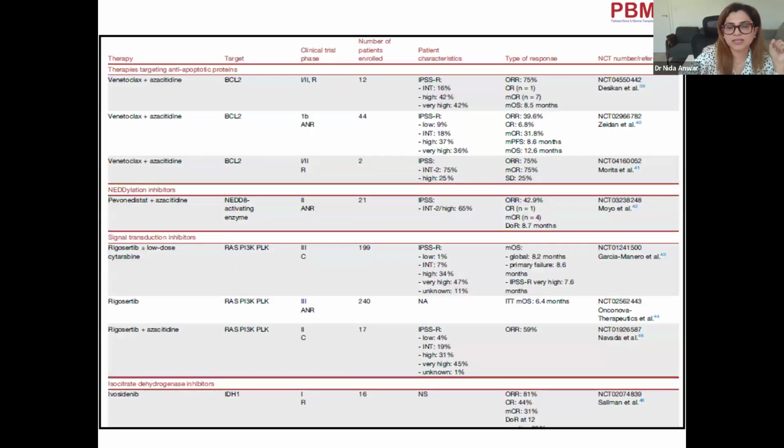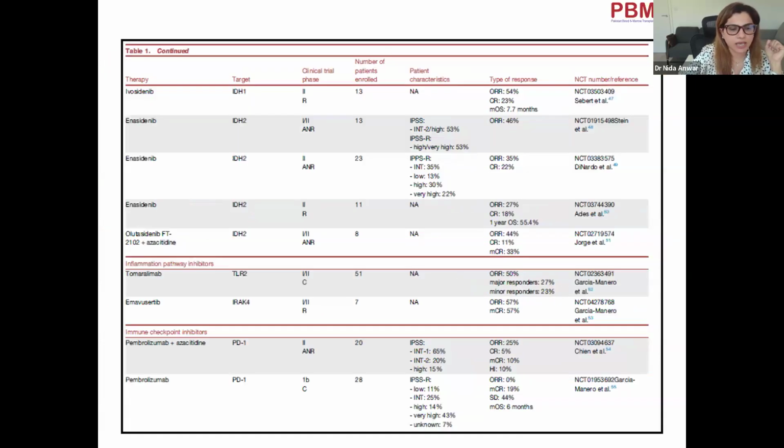So this is the recent development going on, targeting, as I mentioned, anti-apoptotic proteins, NAD inhibitors, signal transduction, isocitrate dehydrogenase inhibitors, inflammatory pathway inhibitors, and checkpoint inhibitors. They've shown variable response rates and somewhat improved overall survival.